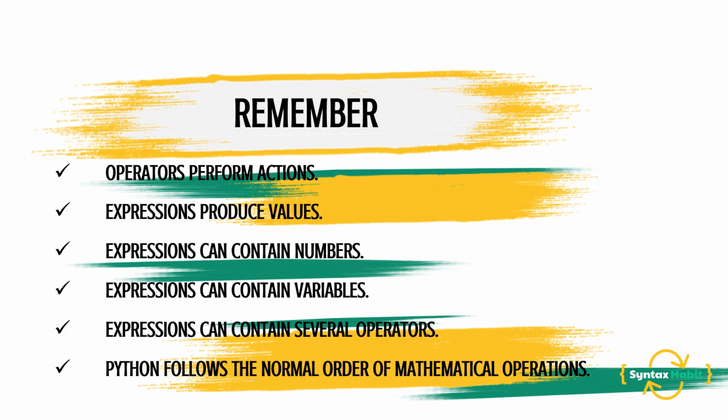Please remember, operators perform actions, expressions produce values. Expressions can contain numbers. Expressions can contain variables. Expressions can contain one or more operators. Python follows the same order of mathematical operations that you learned in school. Once you understand expressions, you will find them useful in almost every Python program you write.